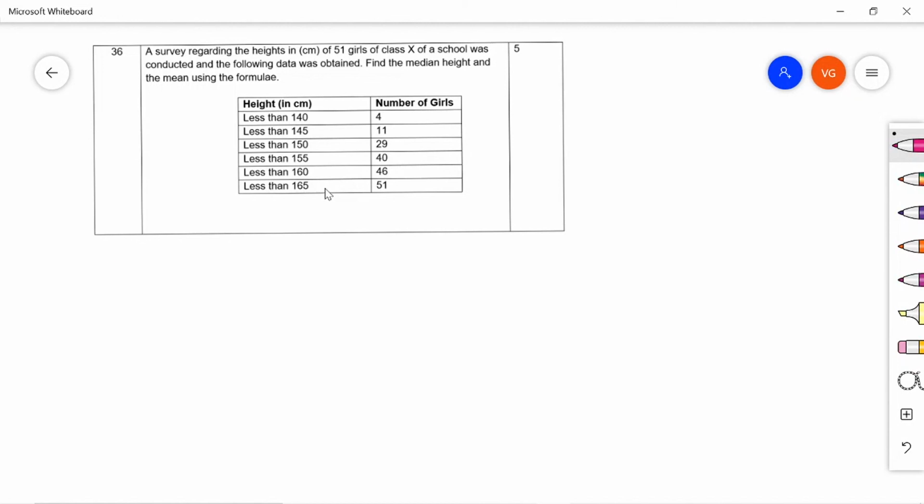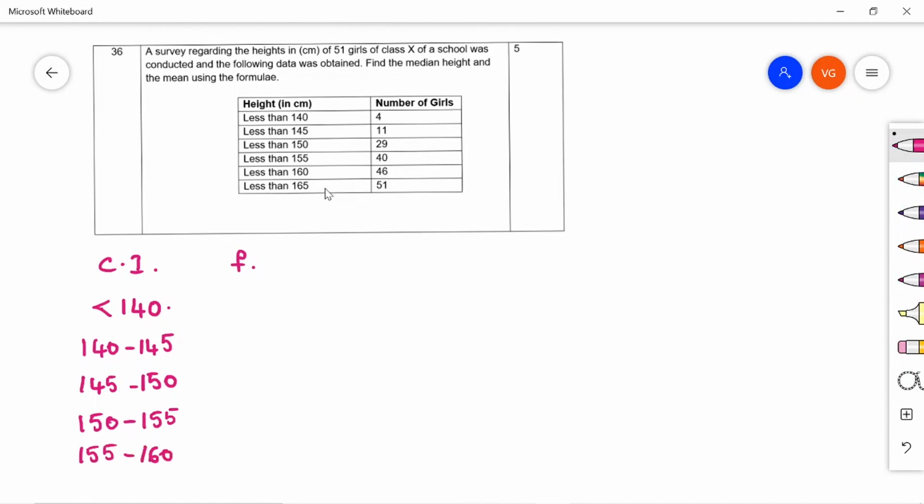So write down class interval and then the number of girls, that is nothing but the frequency. So class interval less than 140. You take it as less than 140, the first column, and then less than 145, so that will be 140 to 145. Next is 145 to 150 and 150 to 155, 155 to 160, and the last one is 160 to 165.